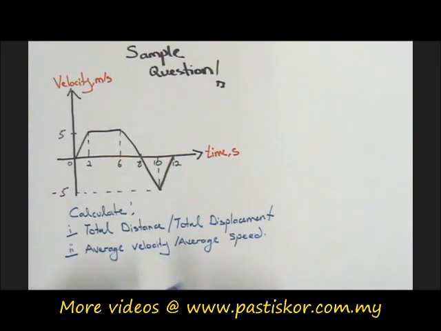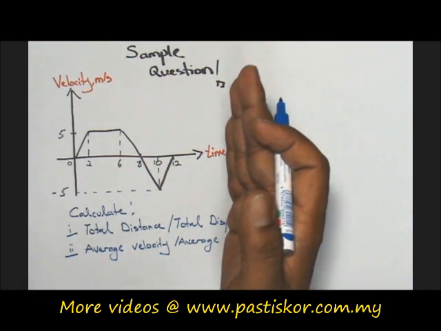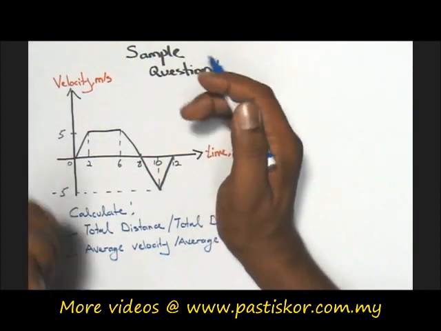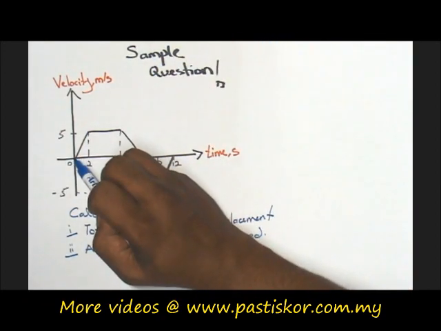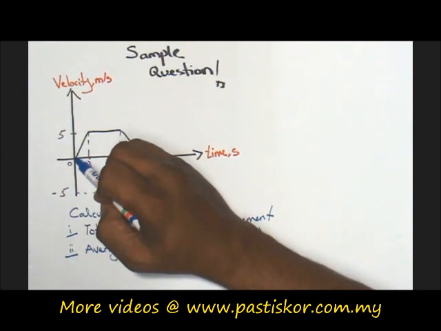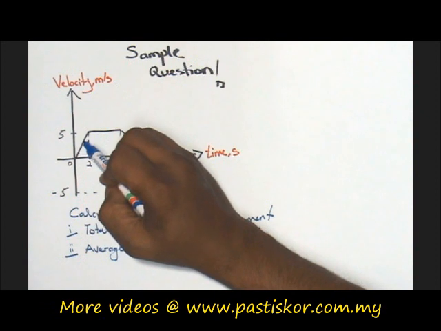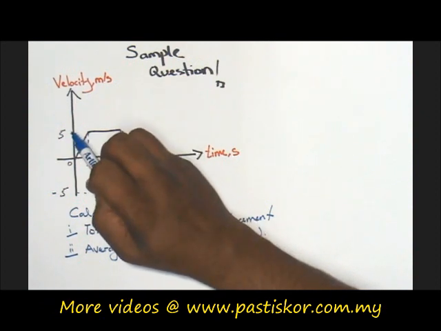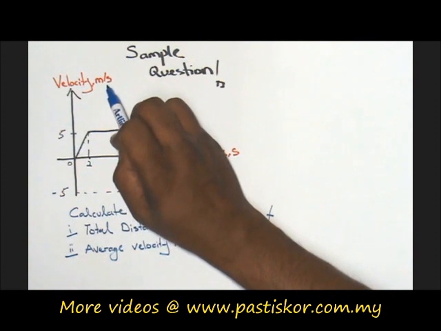Now, first, let me explain to you the motion of this graph, because that's the most important thing that you need to understand. Let's just say you have a question like this. How do you need to understand this question? From 0 to 2 seconds, you can clearly see that the velocity is increasing. Am I right, guys? The velocity is increasing all the way until 5 meters per second.